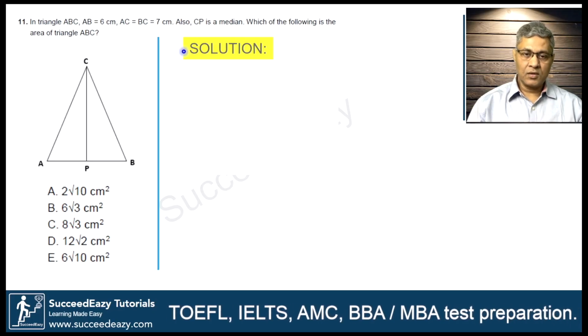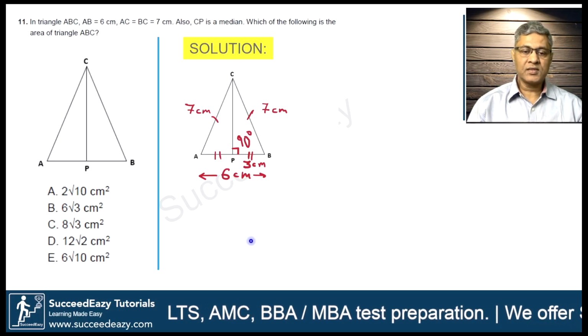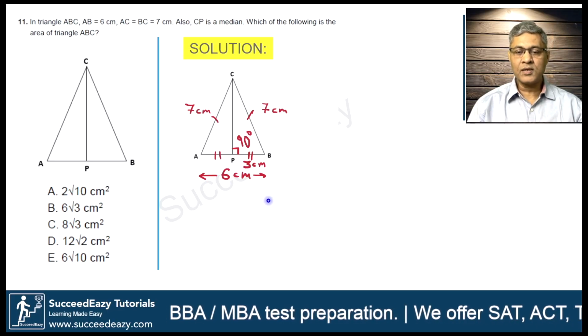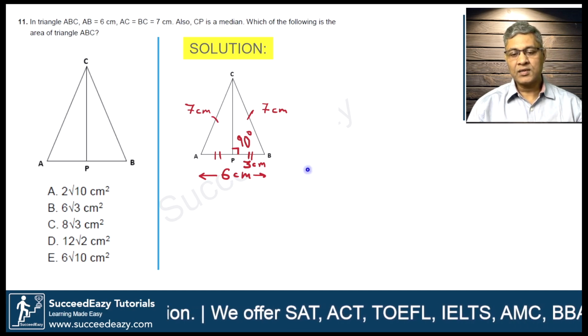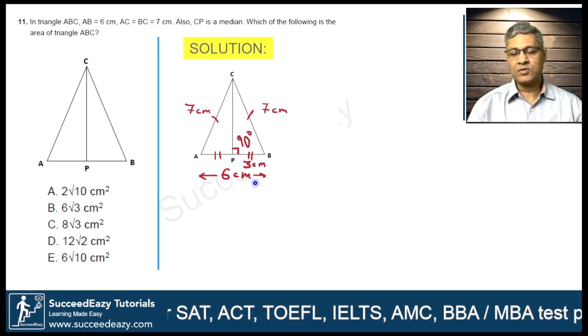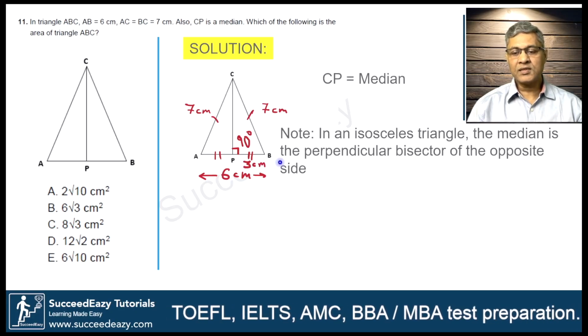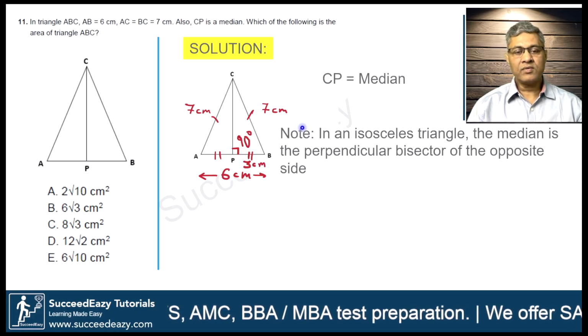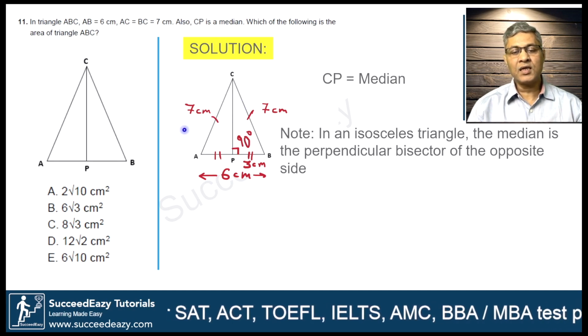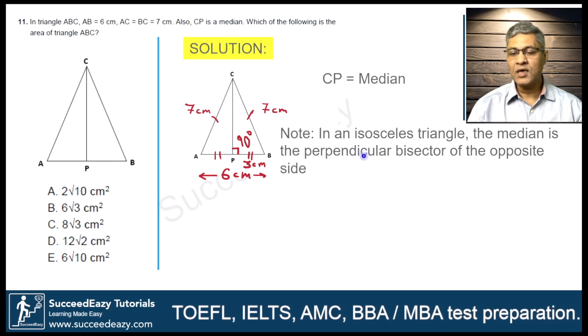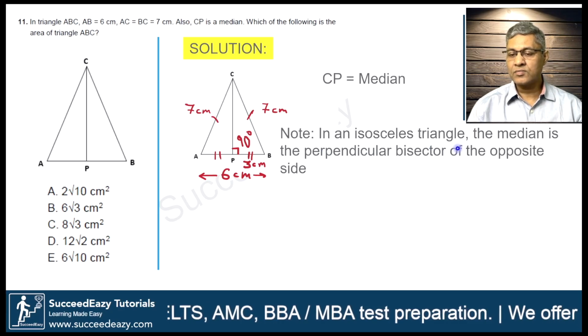Okay, let's look at the solution. Let's visualize this first. Let's plot what is given to us. So this is what is given, 7, 7, and this is AB, 6 centimeters. Now look, CP is given as the median, and it is also given AB equals 6 and AC and BC are equal to 7 centimeters each. That means it is an isosceles triangle, right?